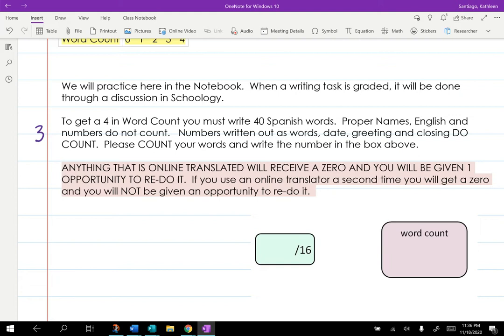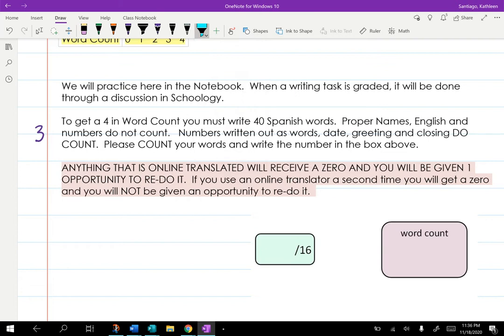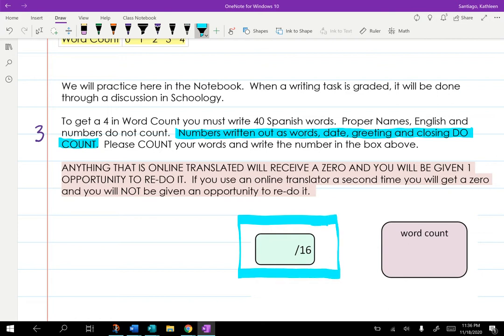However, this is important. I'm going to highlight it. Let's actually go to highlighting it in aqua. Numbers written out as words, your date, your greeting, and your closing do count as your word count. You have to count your words and write it in this box, which always appears on your writing tasks. This should not surprise you because I just said it.